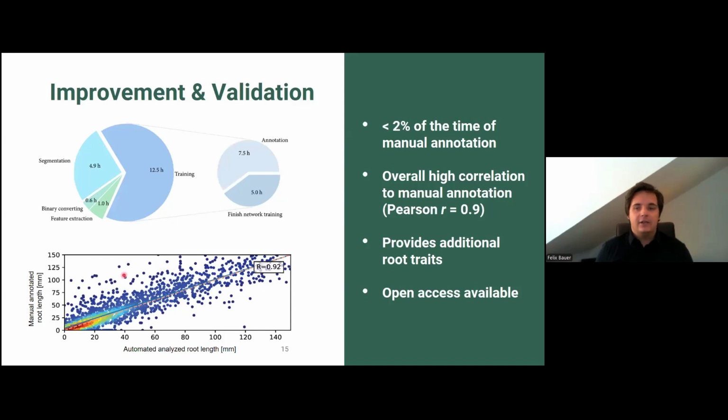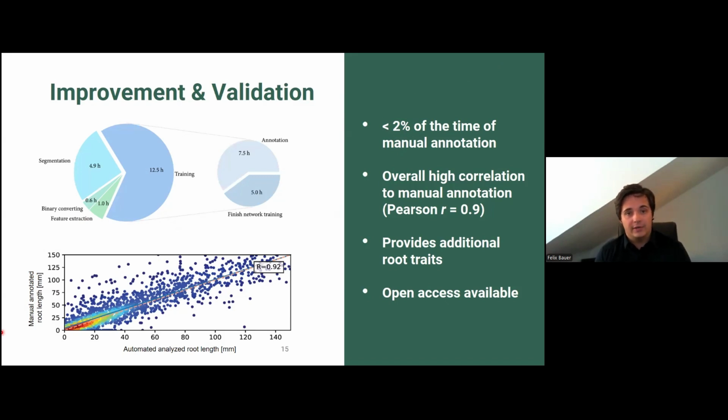And from these validation data, we could see that it takes us less than 2% of the time we required for manual annotation to process the data with the new automated method. We then compared the correlation to the manual analysis system that we had before, and it was an overall very high correlation of 0.9.